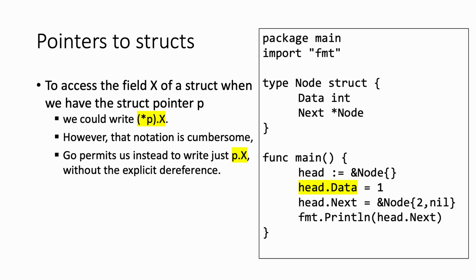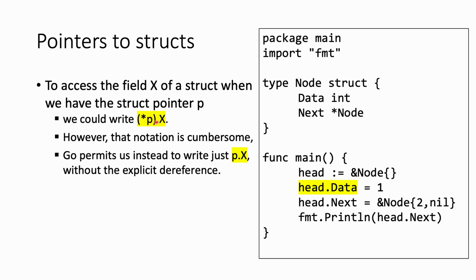To access the field X of a struct when we have the struct pointer p, we could write (*p).X. So here the star or asterisk is the dereference operation, which allows us to get the underlying value that the pointer p is pointing to. And the underlying value of p is a struct value. So we can use the dot operator to access the field X of the struct.